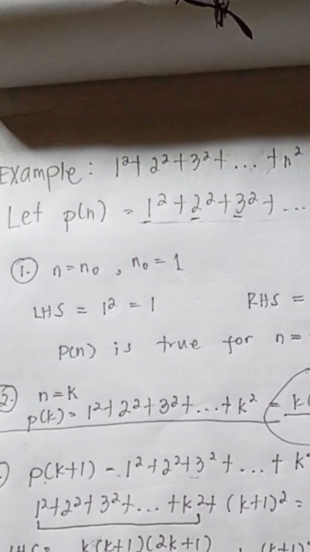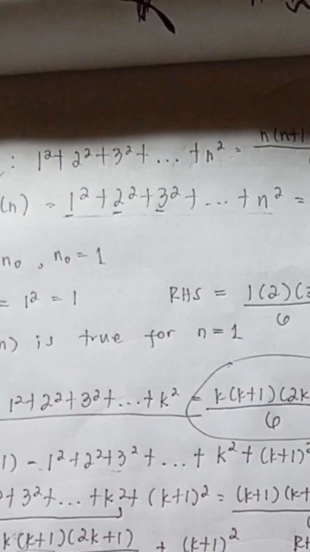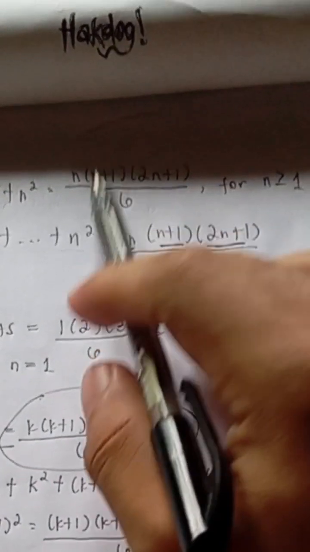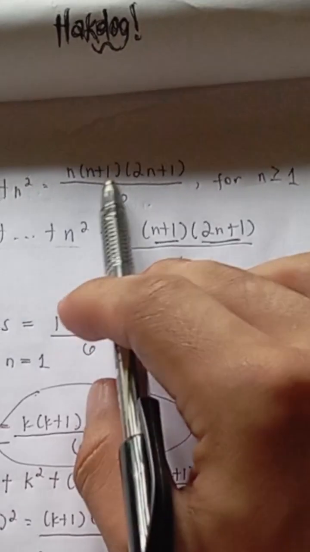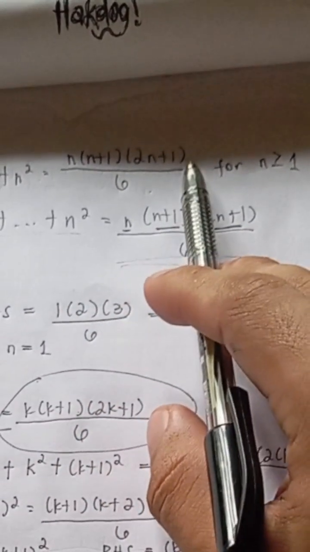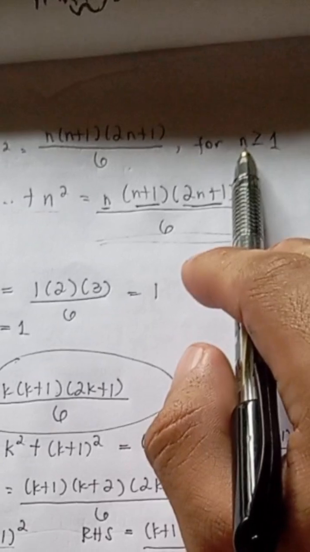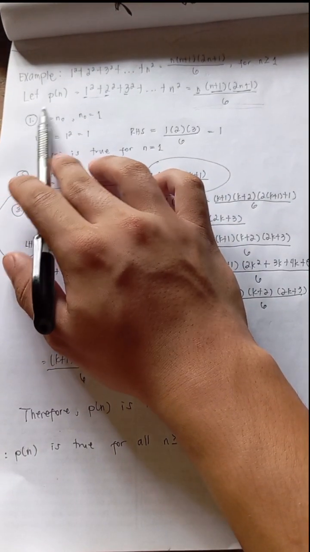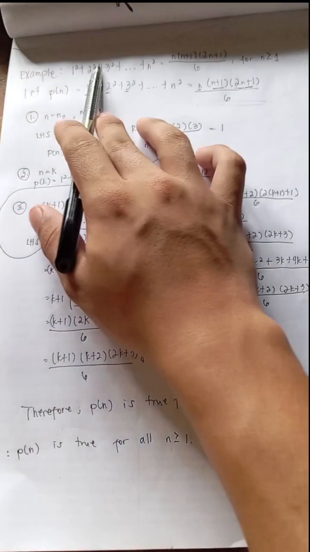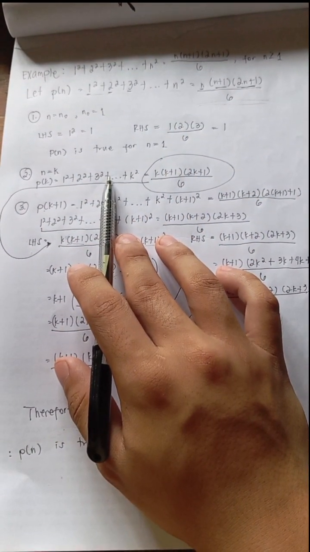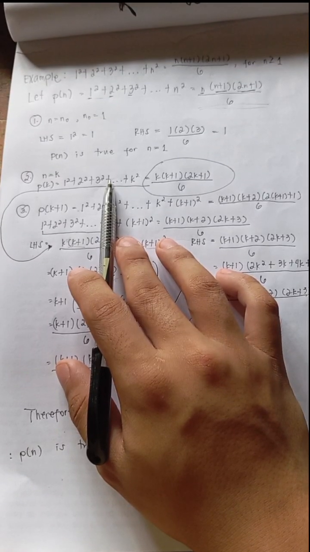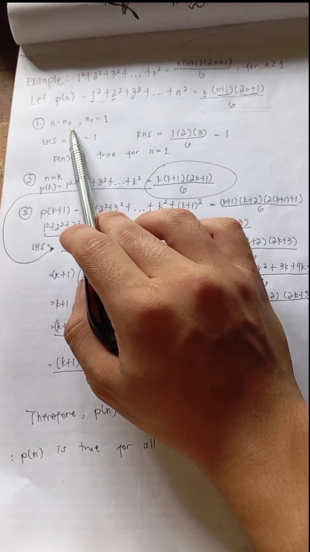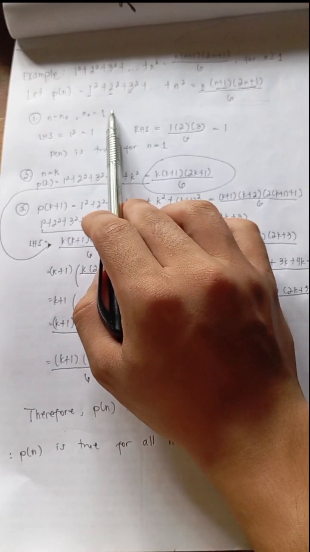For example, 1 squared plus 2 squared plus 3 squared plus dot dot dot plus n squared is equal to n times the quantity n plus 1 times the quantity 2n plus 1 all over 6, for n greater than or equal to 1. We will let P of n be equal to the equation. Our first step is to prove that P of n is true for some n equal to n sub 0, where n sub 0 is generally equal to 1.